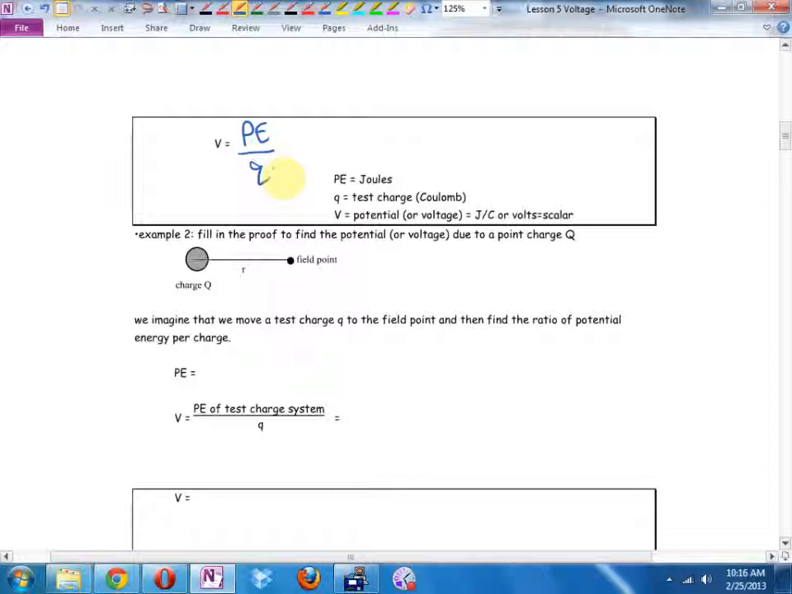Example 2 says, fill in the proof to find the potential or voltage due to point charge Q. Potential energy is K Q1 little q over R. Let's go K big Q little q over R instead of Q1, Q2. Voltage is how much energy per charge. What you really have is this, K big Q, little q over R, energy per charge. And it turns out what happens here is the little q's cancel.